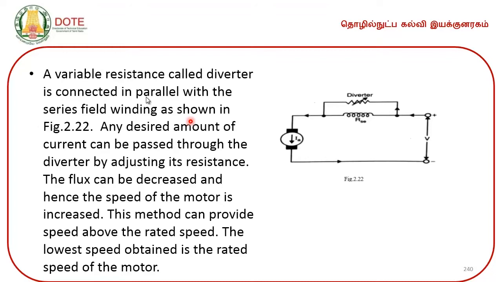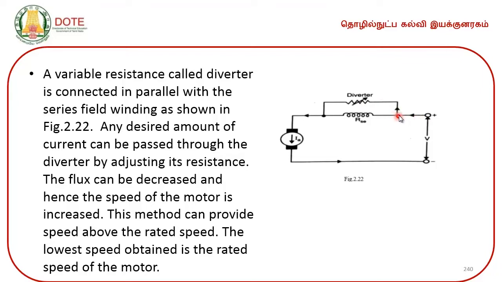Here you can see a variable resistance called diverter is connected in parallel with the series winding, as shown in figure 2.2. You can see here, this is the field winding. Here we have connected a variable resistor called a diverter. So, this is the armature current. This is the supply, this is the armature current.